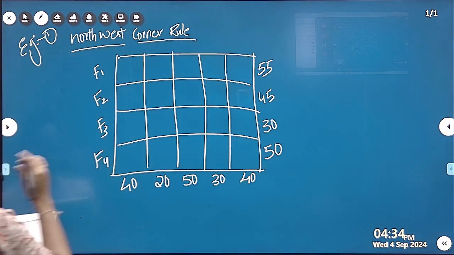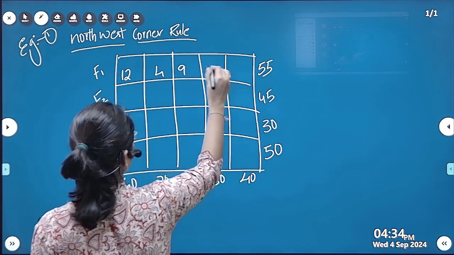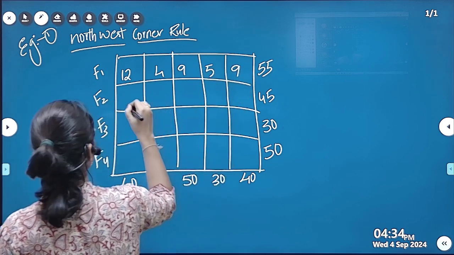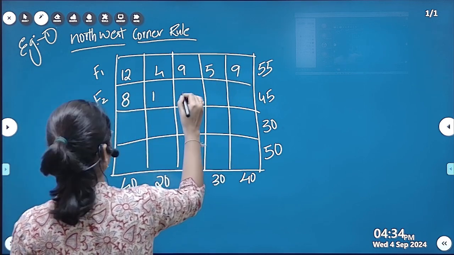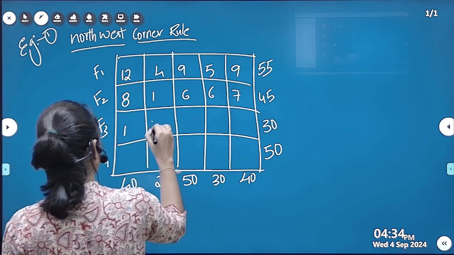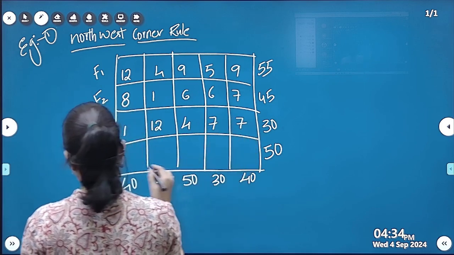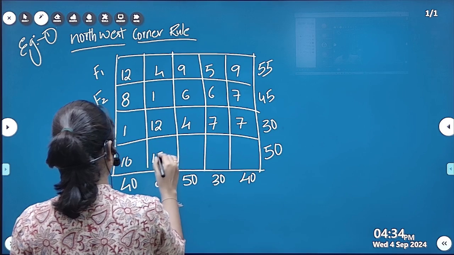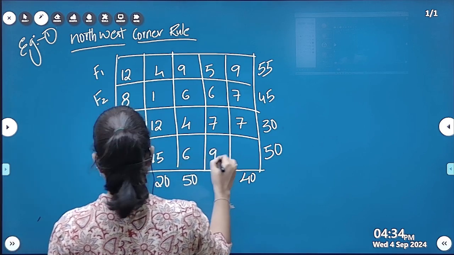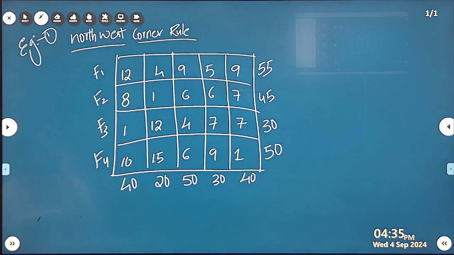So write down 12, 4, 9. So this is the question. So now northwest corner rule.